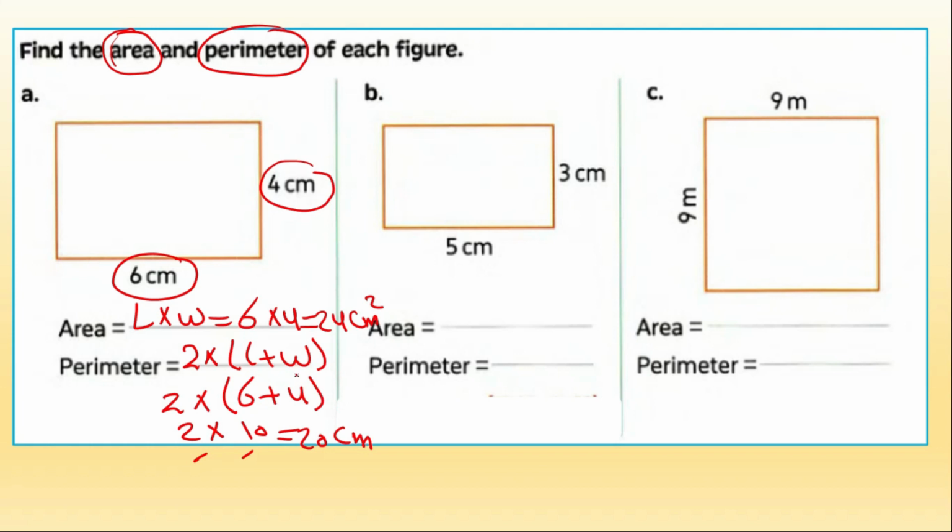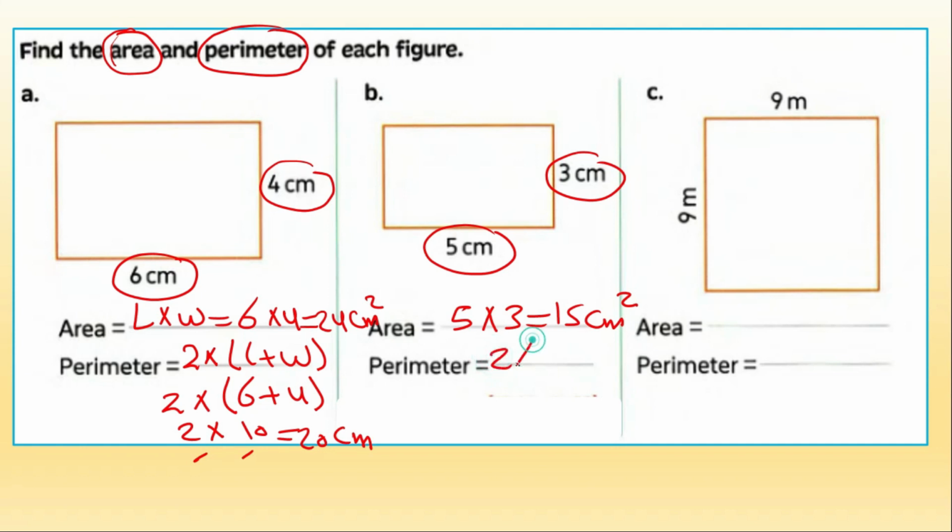Got it? The next one, rectangle 3 centimeter and 5 centimeters, so it will be a rectangle. Area equals length times the width equals 5 times 3 equals 15 centimeter squared because it's the area.